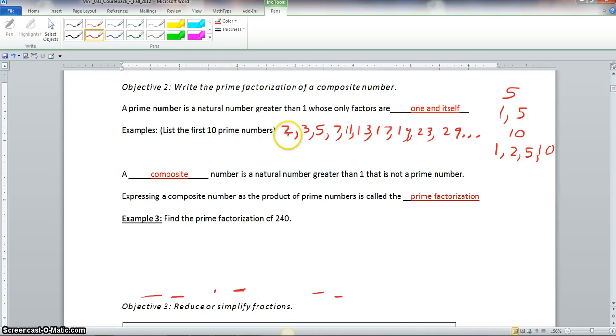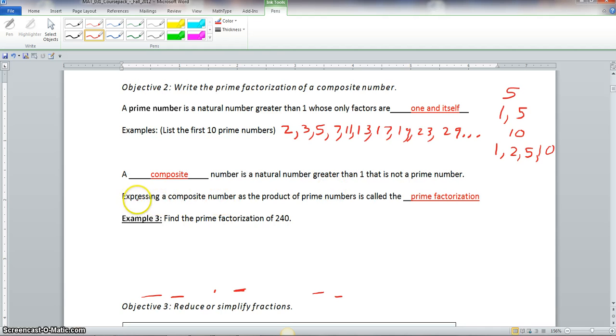If you notice here, 2 is the lowest prime number, and it's also the only even prime number. Any other even natural number is not prime, just 2. Now, a composite number is a natural number greater than 1 that is not a prime number. Expressing a composite number as the product of prime numbers is called the prime factorization. Just looking at this definition for composite, the number 10 fits this description. It's a natural number, it's greater than 1, and it is not prime, so it is considered a composite number. It has more than 2 factors.